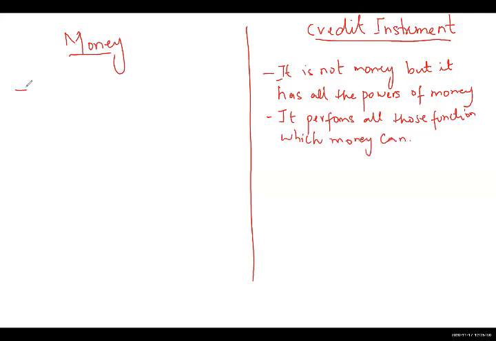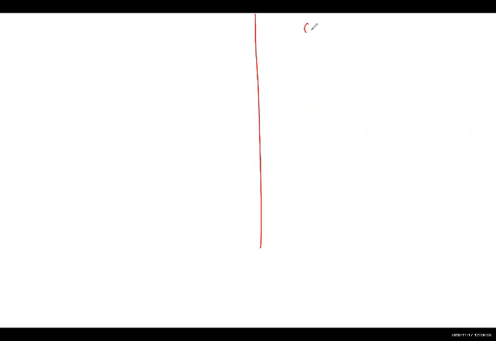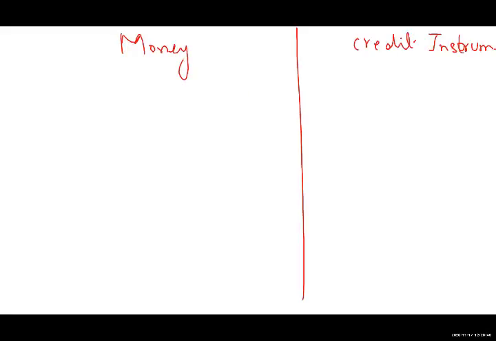When you go to a shop, you give money and you buy goods. We can give the credit instrument and we can buy the goods. These credit instruments are used in the business world. No one uses physical money, they all use credit instruments. They use credit instruments to make payments and to receive payments. It is not money, but it has all the powers and functions of money. Now the question arises, why are we putting the word credit here, credit instrument versus money?